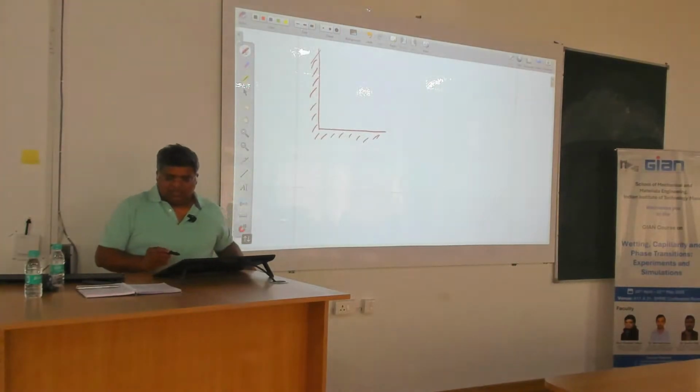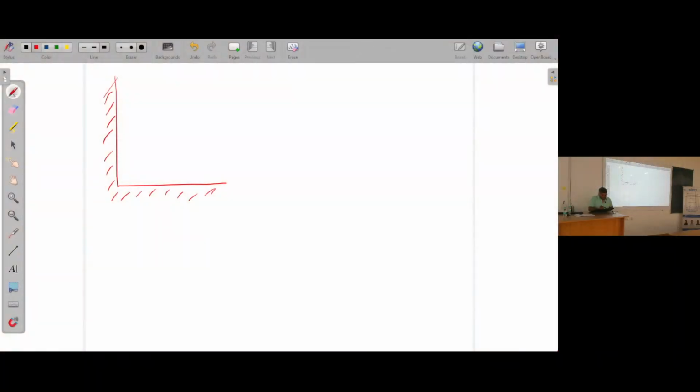Liquid into this, and you want to fill this up, so that you have a filled corner in this way. Okay, filled corner in this way. Obviously, this is a symmetry line, so I'm just going to consider half the corner. Basically, this is solid. This is also solid.